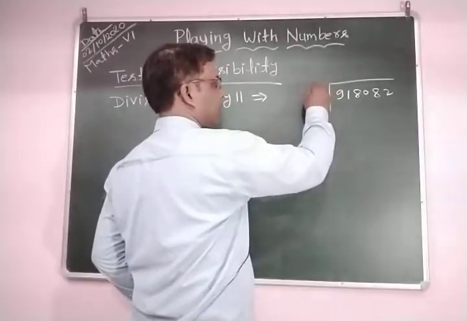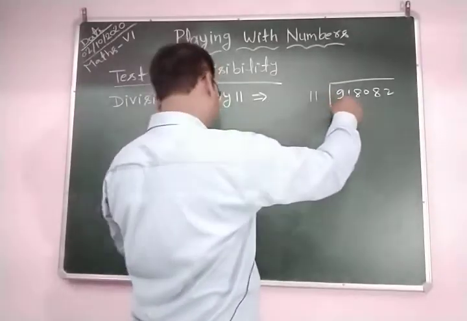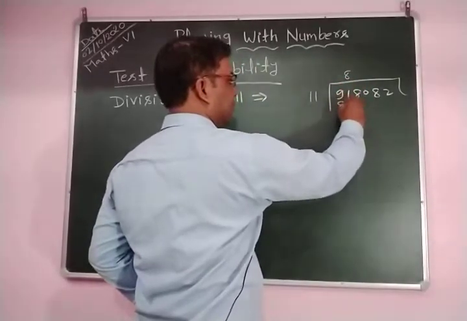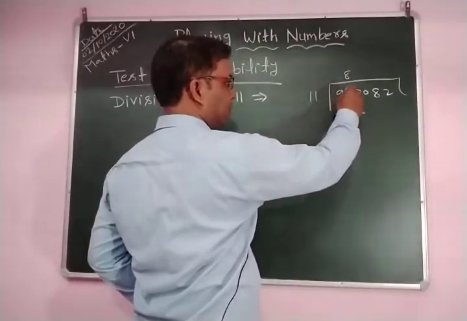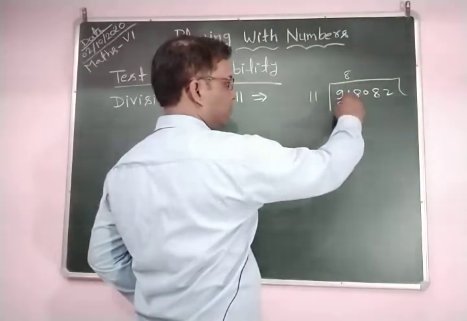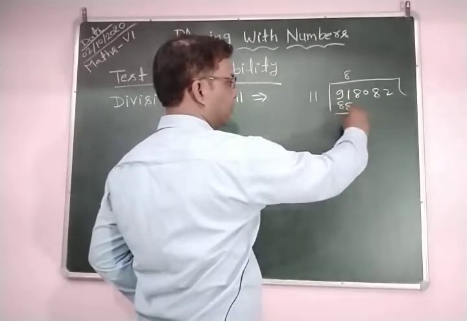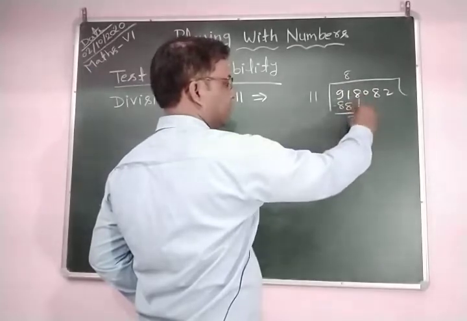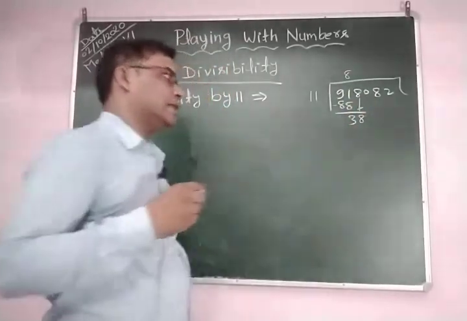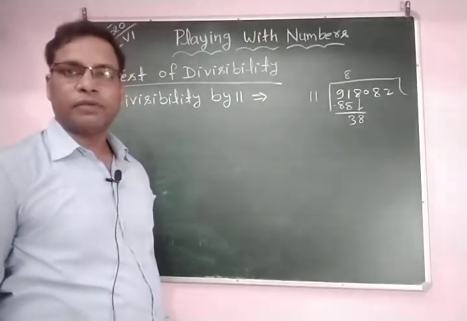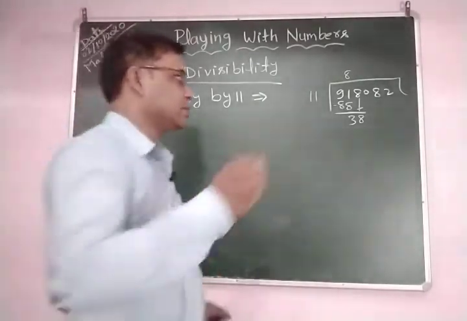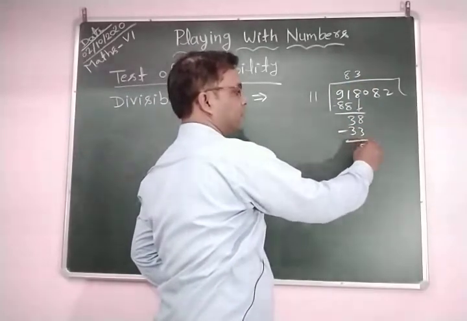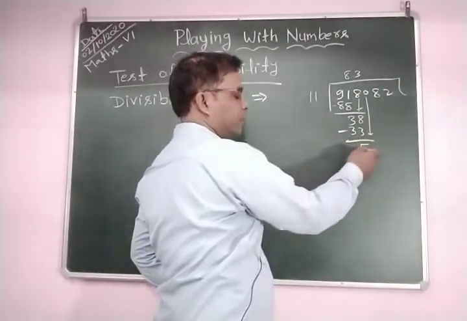So 11 is the divisor and this is the dividend, and we divide by 8 times. 11 times 8 is 88, and subtracting this we obtain 3. Again we bring down this 8, which gives 38. How many times do we divide by 11? 3 times. 11 times 3 is 33. Subtracting this, we obtain 5, and the remainder is 5.